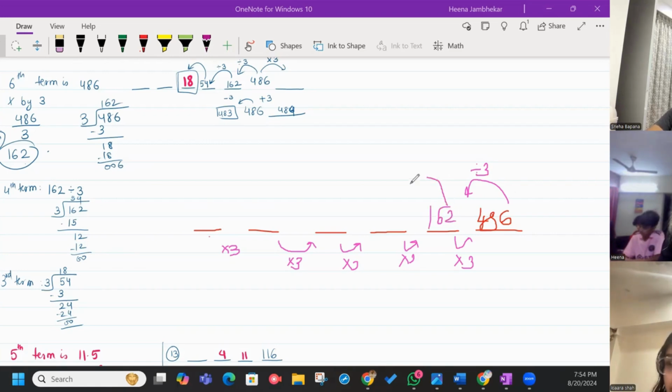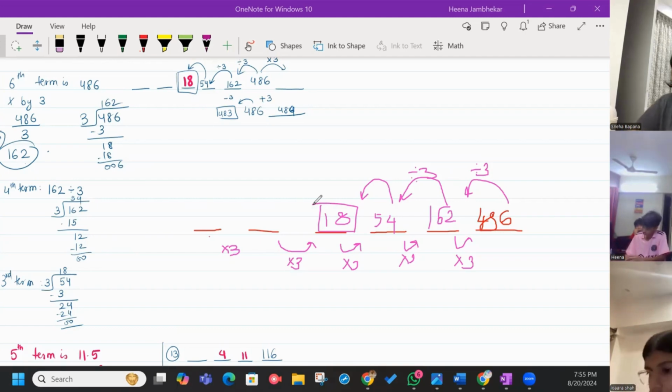Okay, 162. Then 54. Then 18. How much is it here? 54. And then what will you get? 18. So what's the third term? 18, which gives you 54. Did you understand how to do this? Please mark it. The term to term rule is multiply by 3, multiply by 3, multiply by 3. But now I have to go backward, so going backward what will we do? You will divide by 3. Did you understand this trick? Easy.